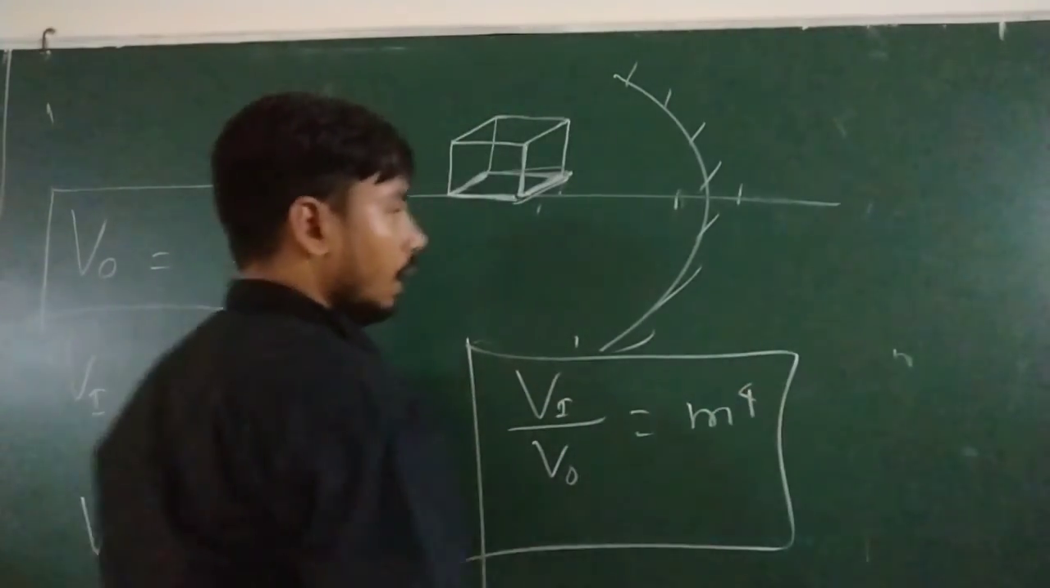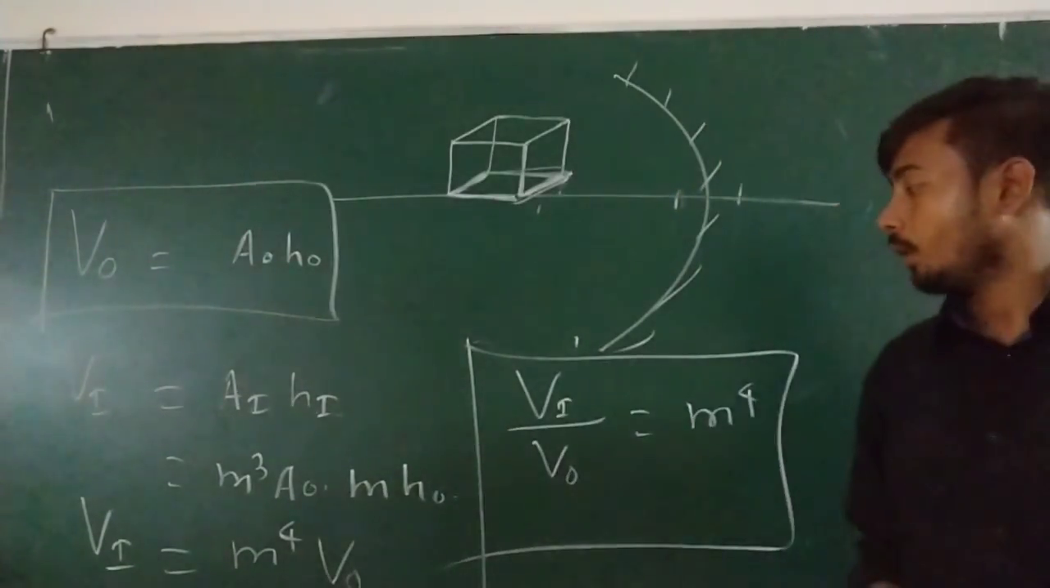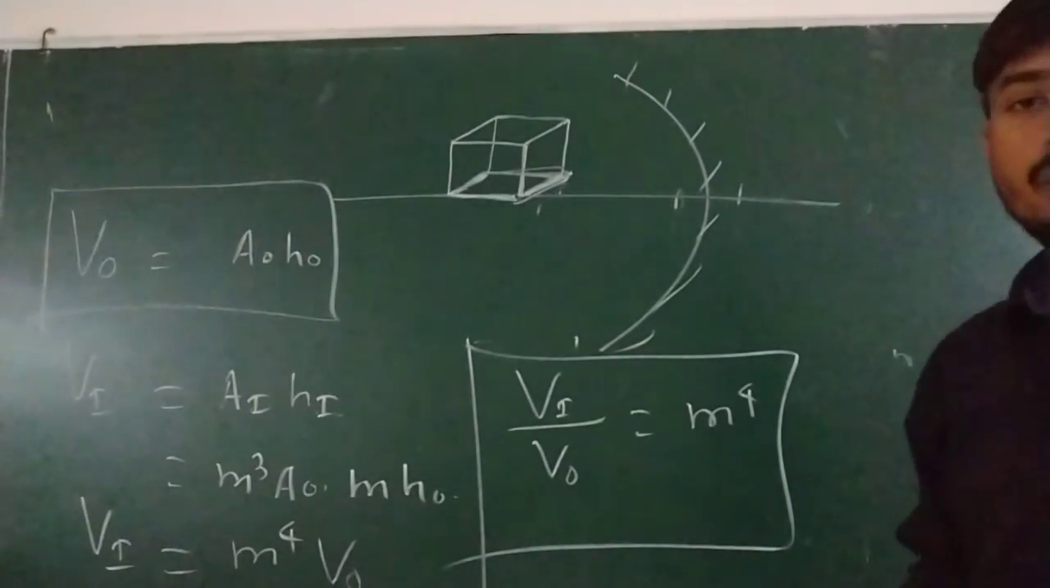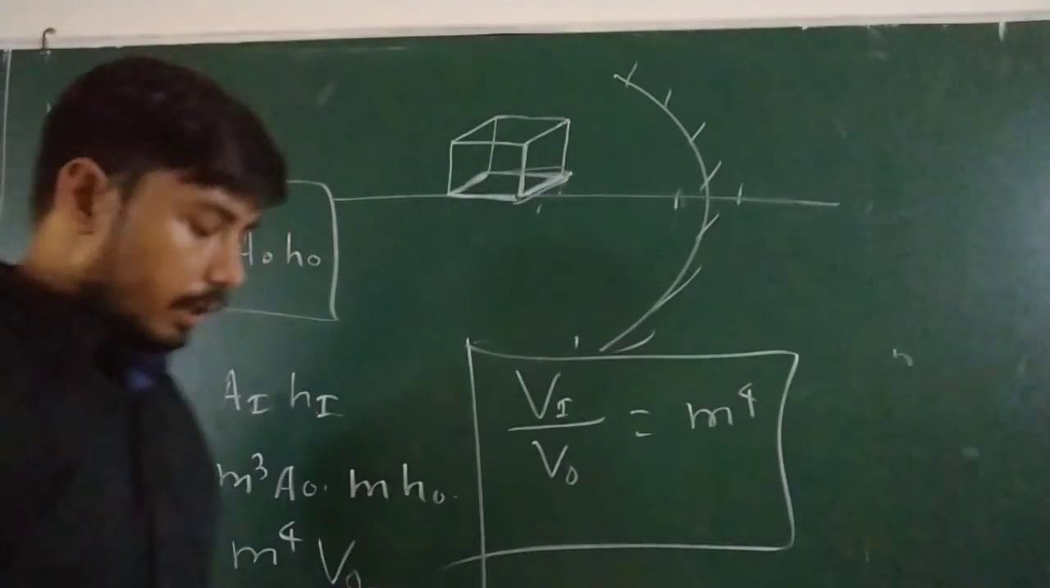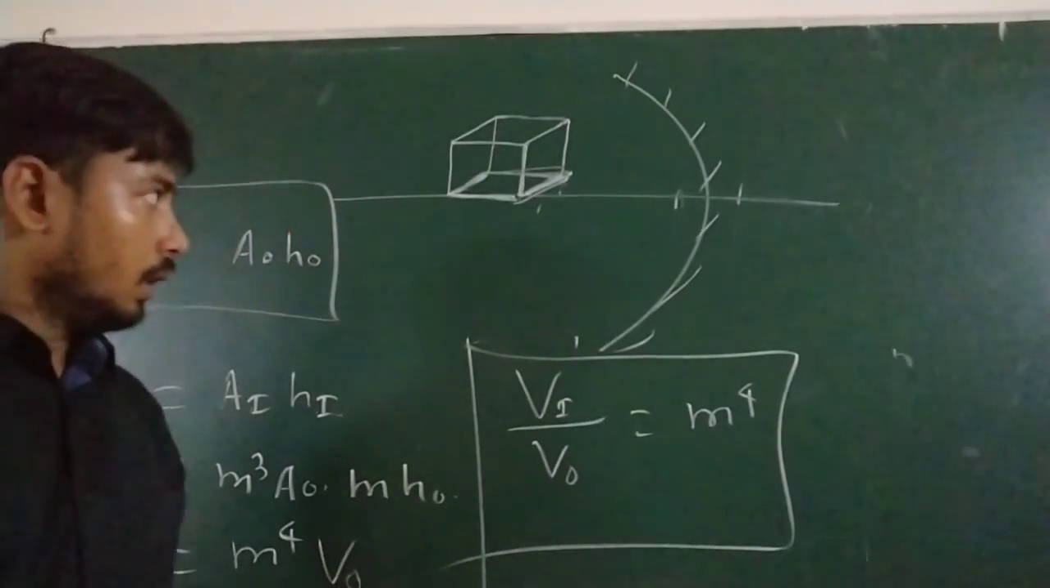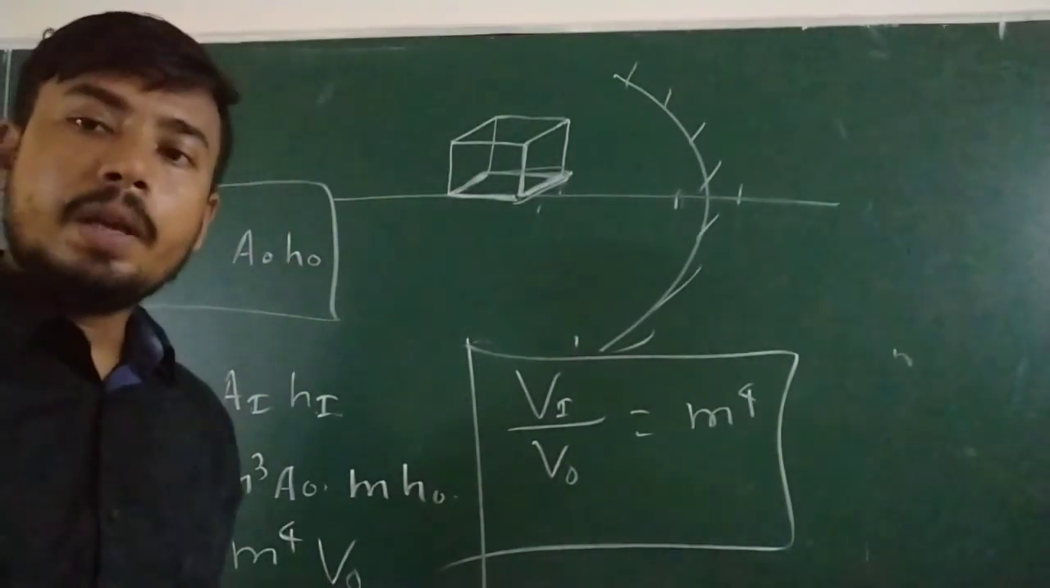This is called volume magnification, Vi by Vo. Done, buddy? Okay. So this is the magnification. So keep all these things in your tips.